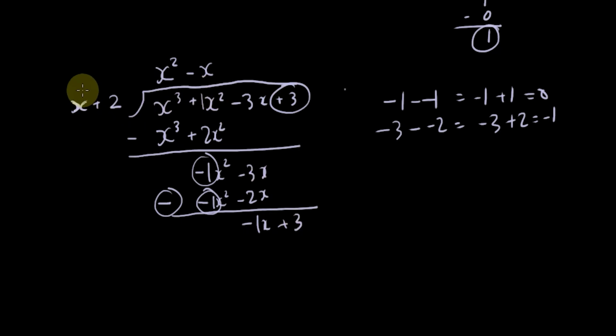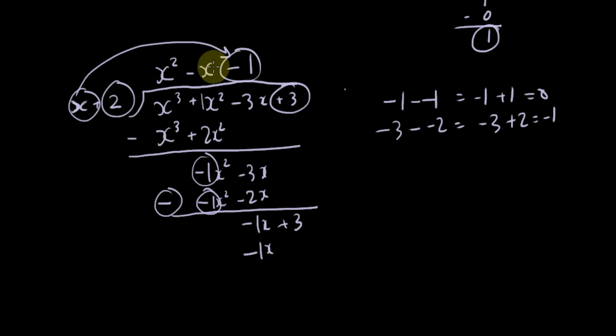Okay, so x times what will give you negative 1x? x times negative 1 will give you negative 1x. 2 times negative 1 is negative 2. Then you have to minus. So negative 1 minus minus 1 is negative 1 plus 1, which is 0. So you've got 0x. Then 3 minus minus 2 is 3 plus 2, which is 5.